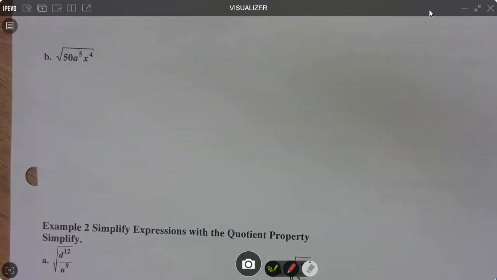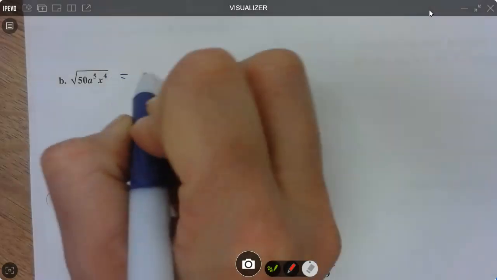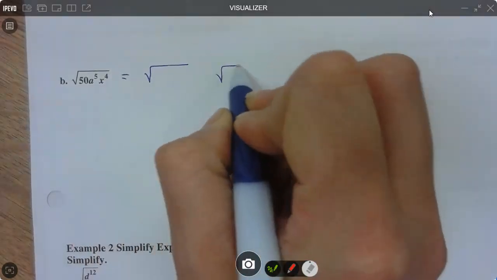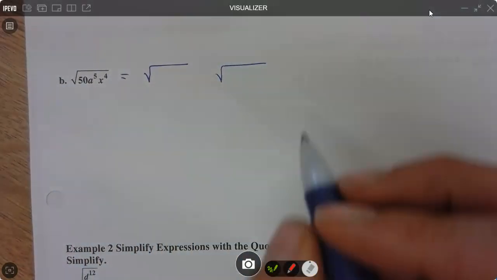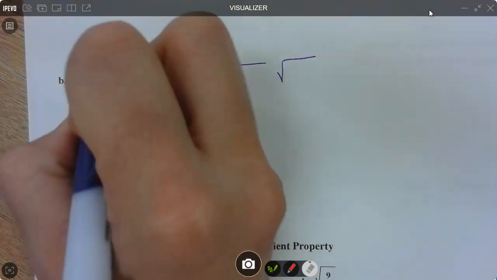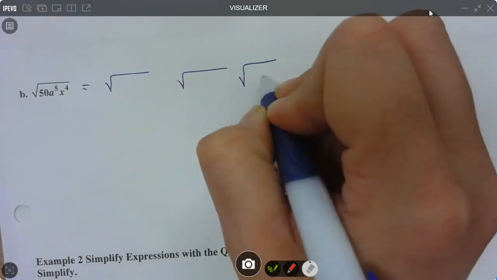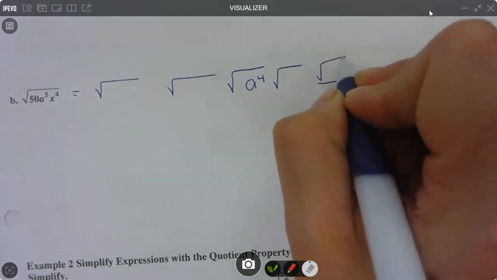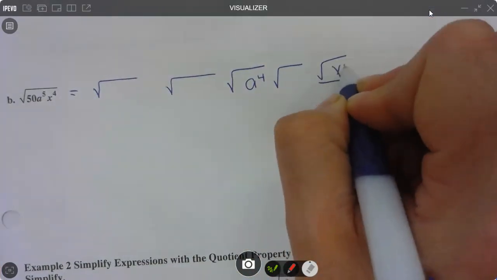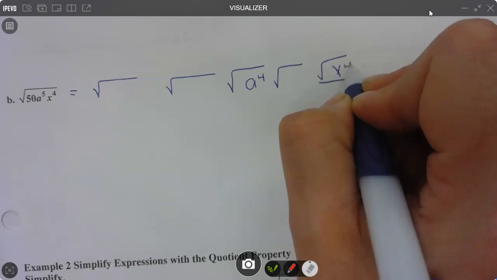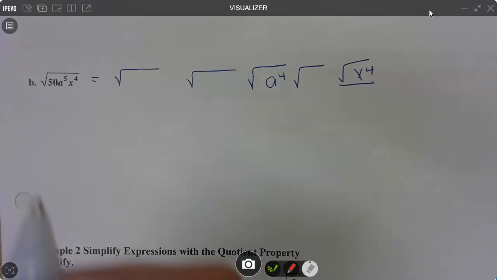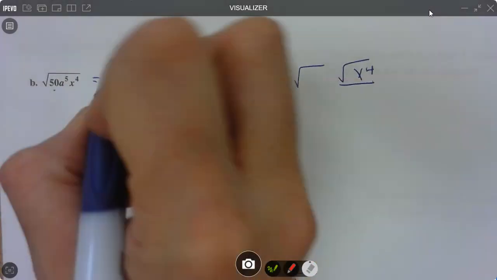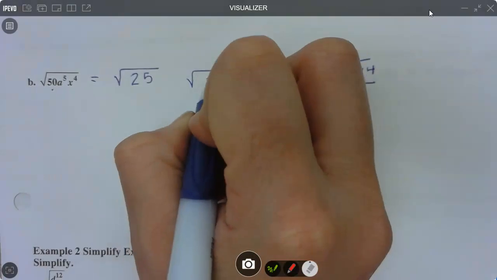We want to do something very similar in example B. So you want to break the number up into a perfect and a non-perfect. If the power is odd, you're going to break it up into the even one less. And then if it's a perfect square, you're going to just leave it as is. So 50 would become 25 and 2.